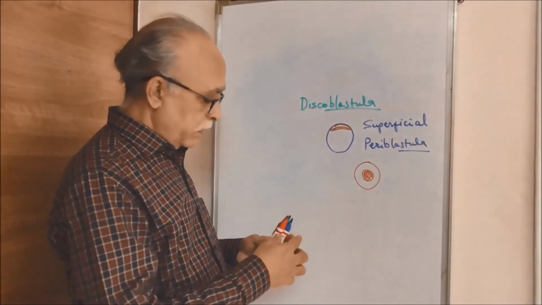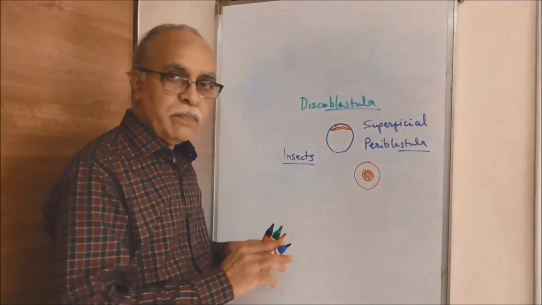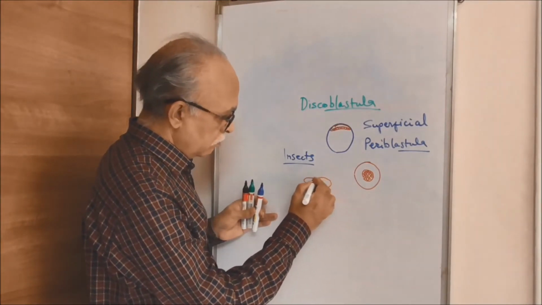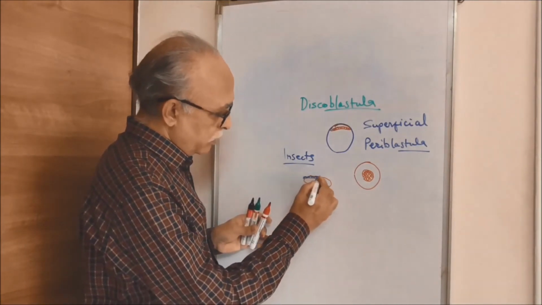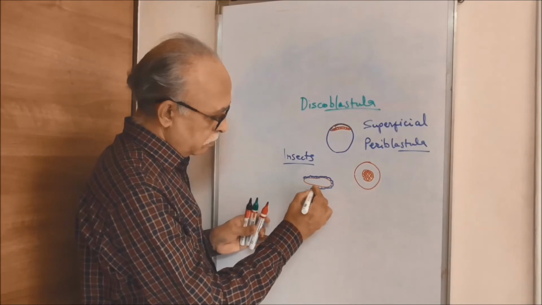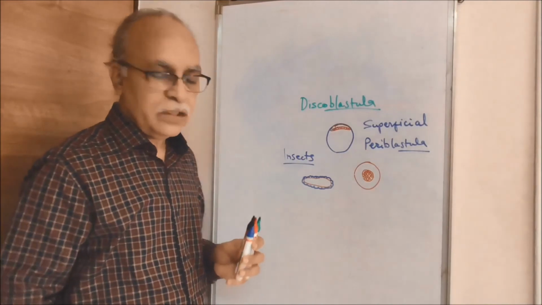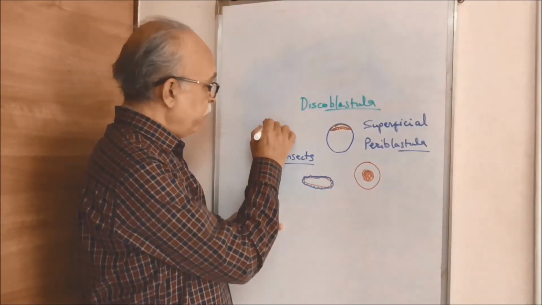One unique type of periblastula would be seen in the case of insects, wherein it's a meroblastic cleavage, let's say. This is the cavity, and the cells are being developed only in the periphery. Rest all is the cavity. That's called periblastula. There's something called amphiblastula.